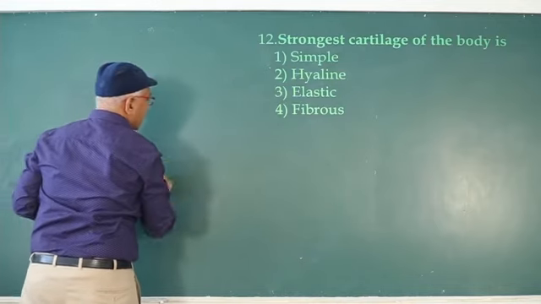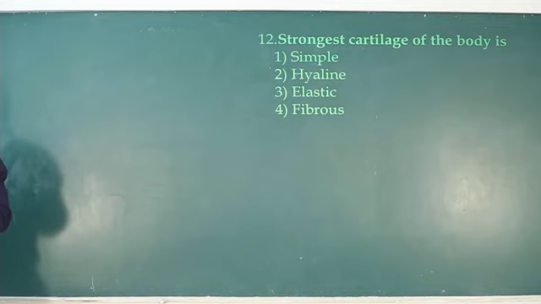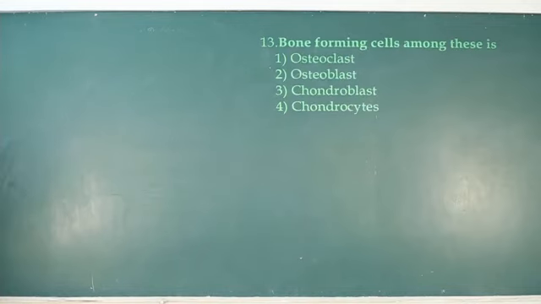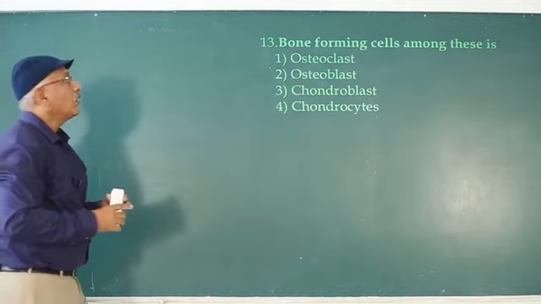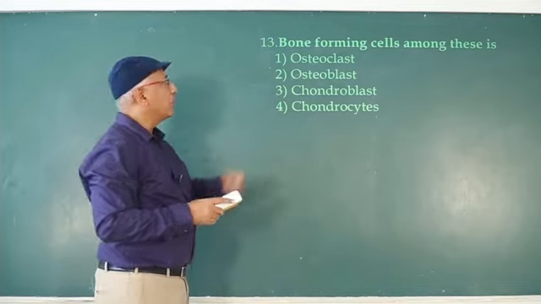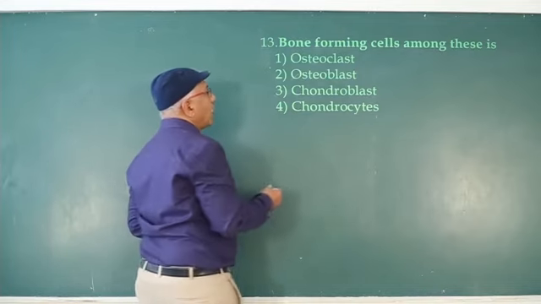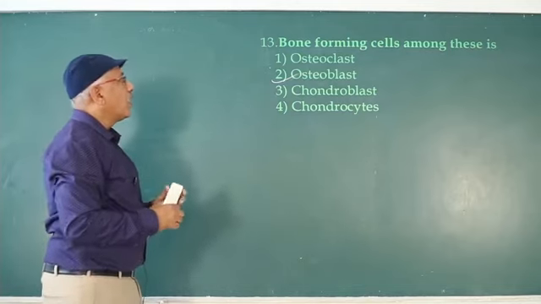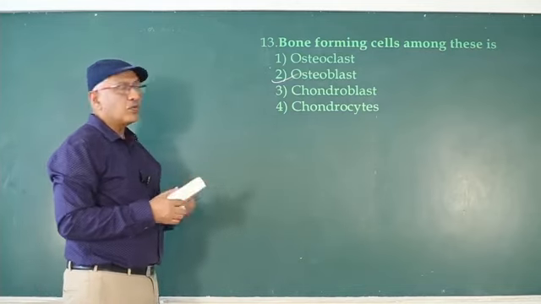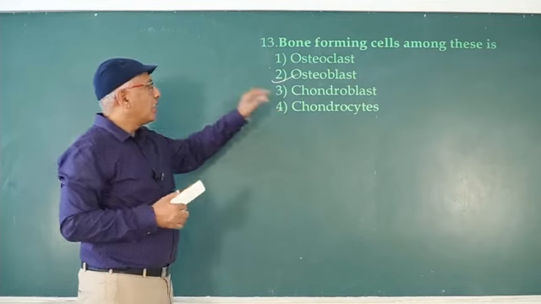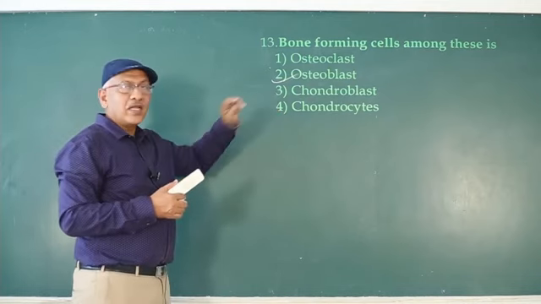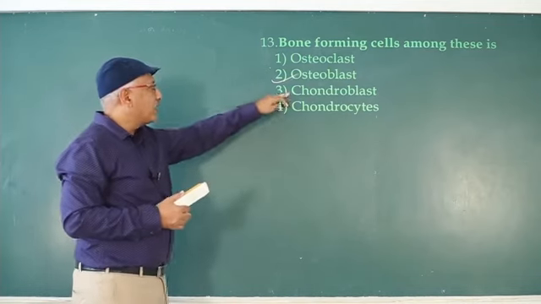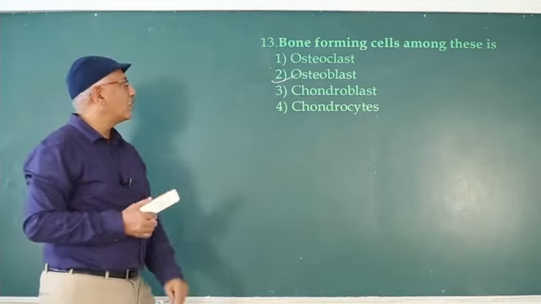So, next question. Bone forming cells among these is osteoblast, bone forming cells. Chondroblast, cartilage forming cells; inactive chondroblasts are known as chondrocytes.